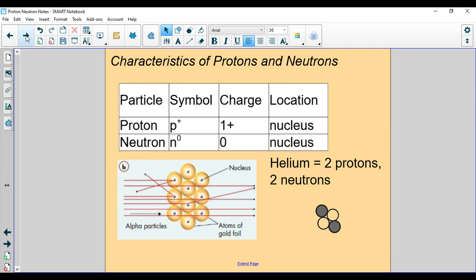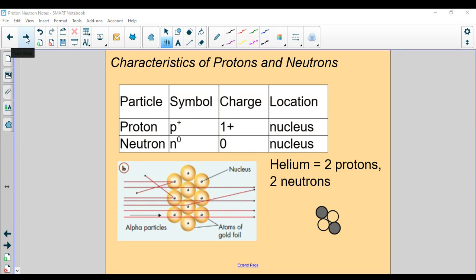Our protons have a positive charge and neutrons have no charge. They are neutral, but they are both located within the nucleus of the atom. This is the main location of the mass of an atom. So let's say we were looking at helium, which has 2 protons and 2 neutrons. If I wanted to represent that nucleus, I could use charges and some color coding to help distinguish between the protons and the neutrons. But those particles would be within the center of the atom.